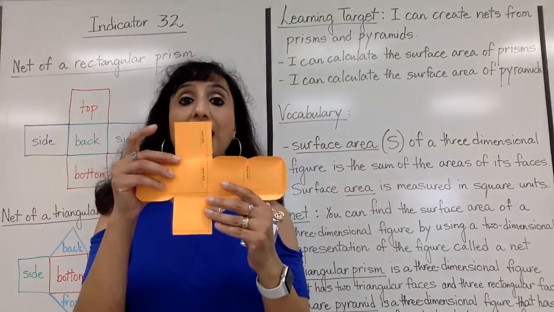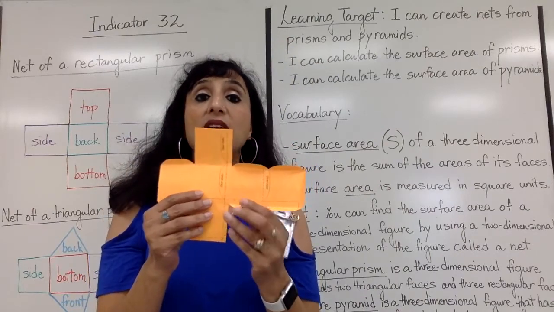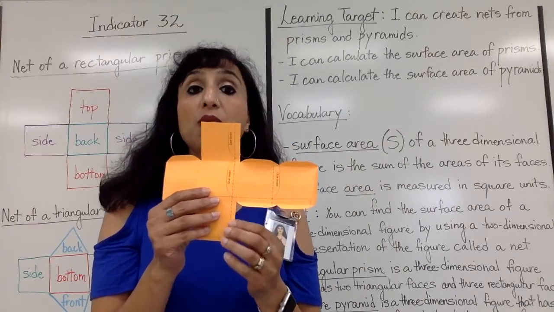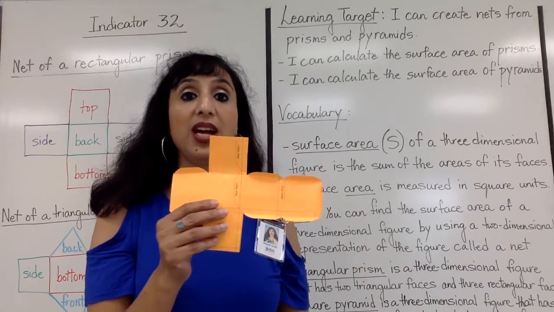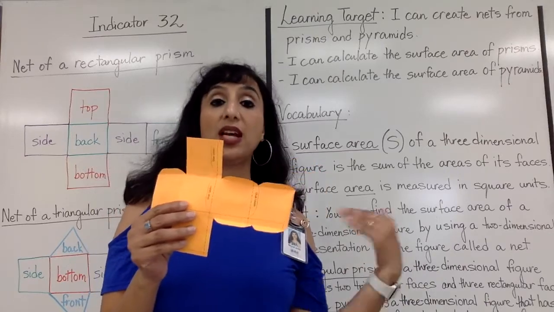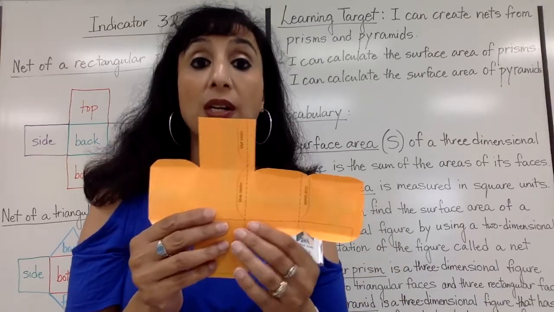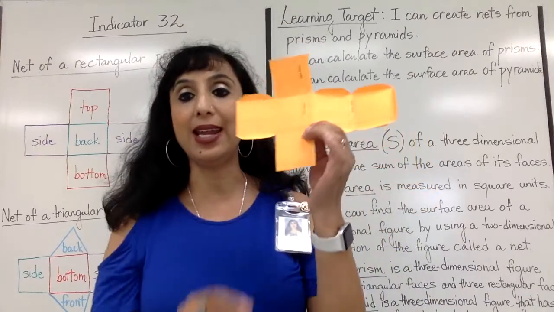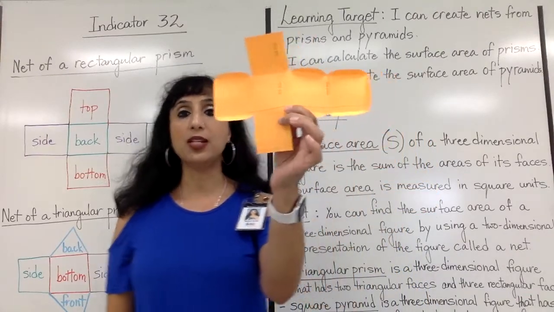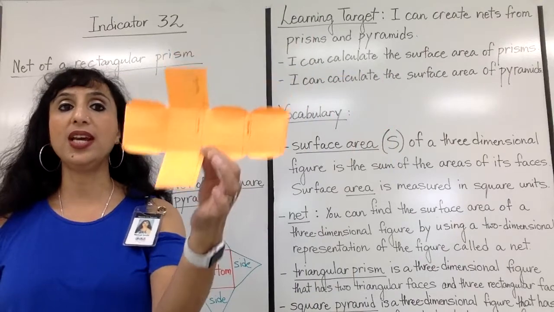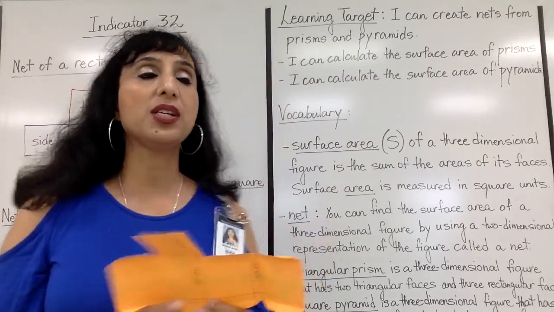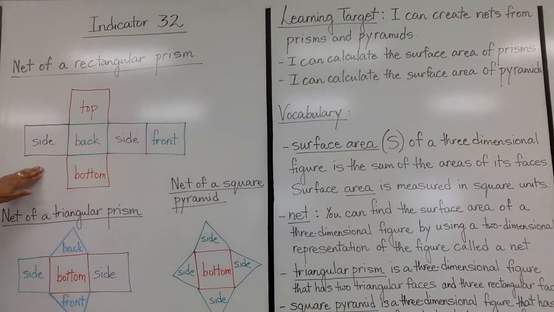The net of a shape is different, whether it's a triangular prism, a rectangular prism, or a square pyramid. These are the things we are going to be talking about. If you look at the net of this one, which is a rectangular prism, this is what it looks like.